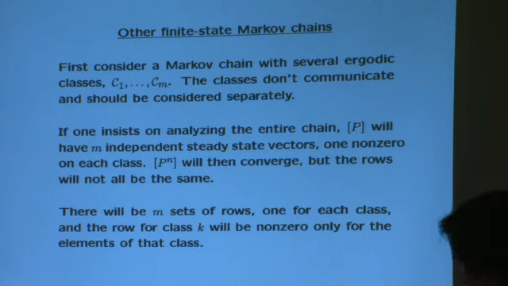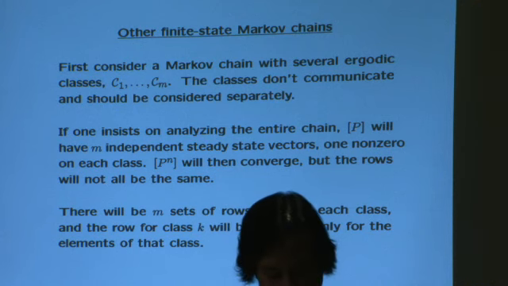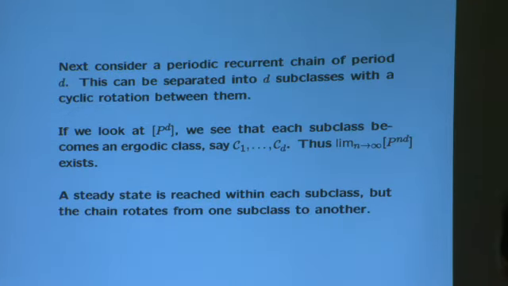If you look at P to the n as n goes to infinity, there are m sets of rows, one for each class, and the row for each class k will be non-zero for the elements of that class. Finally, if we have periodicity, now suppose we have a periodic recurrent chain with period d.